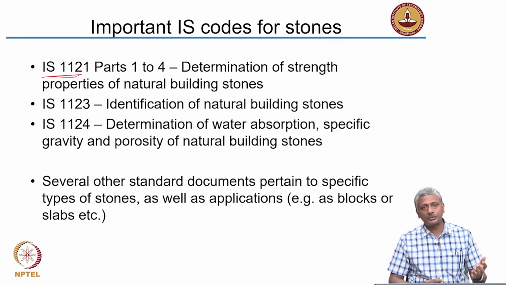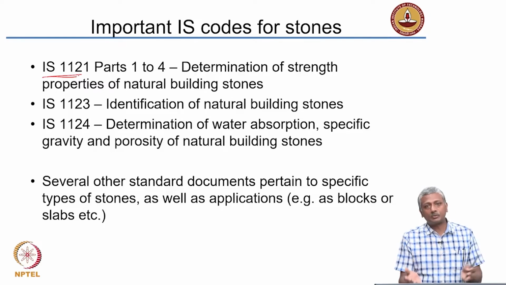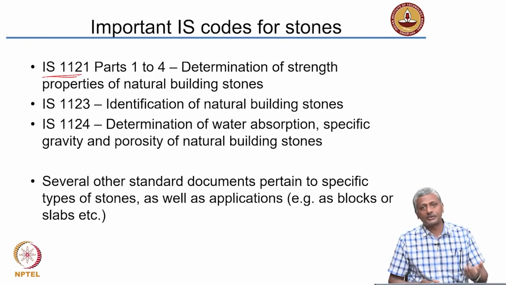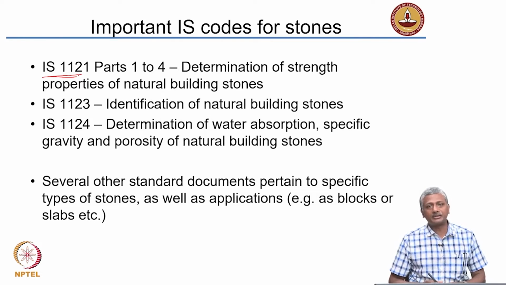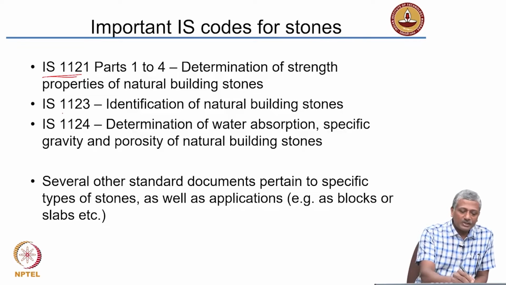Okay, naturally available stones: how to determine the strength, what type of size, what type of orientation you need to have for your specimen, should you test it wet or dry, all those conditions are given very clearly in these codes. And of course, not just compressive strength, but also tensile strength and shear strength determination are covered in this IS 1121.